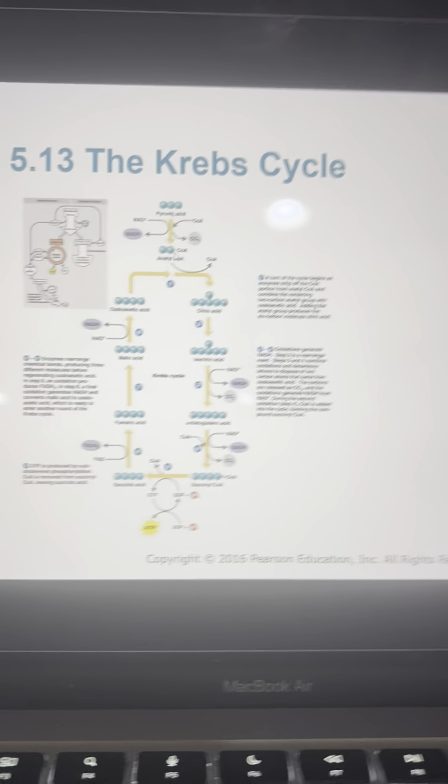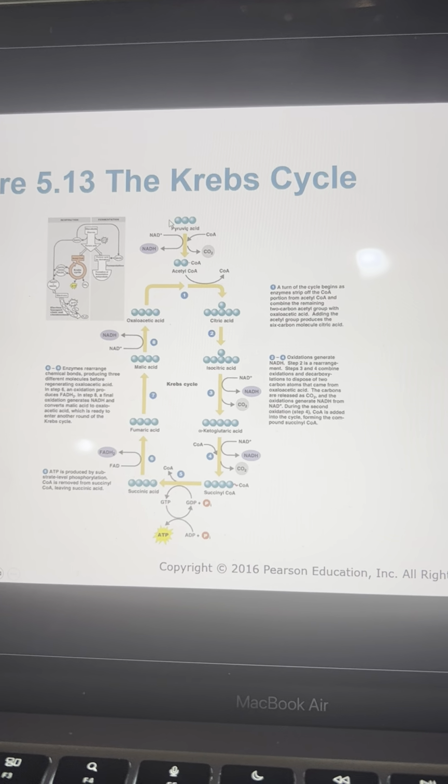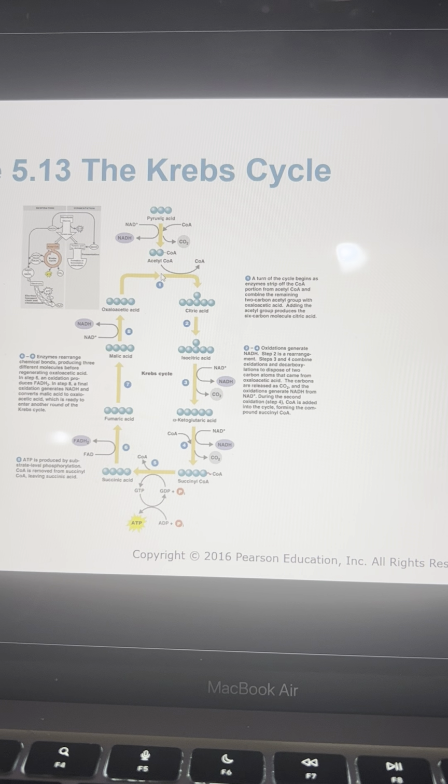CoA, so you have acetyl-CoA. So right now we only talk about one of the two pyruvic acid. Okay, so this is one turn only. Okay, so then I'm gonna keep it here.